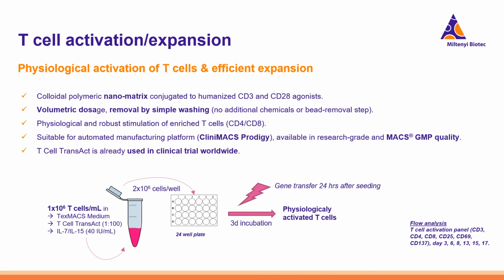Procedure-wise, the T cells were pelleted and were suspended at a concentration of 10 to the power of 6 cells per ml in TexMACS medium, supplemented with our T-Cell TransAct and cytokines. Here we used IL-7 and IL-15. And from this cell suspension, 2 ml were filled into a 24 well plate and incubated for 24 hours. And 24 hours after seeding, the gene transfer was done. And 3 days after the activation, the medium was replaced by TexMACS supplemented with IL-7 and IL-15.